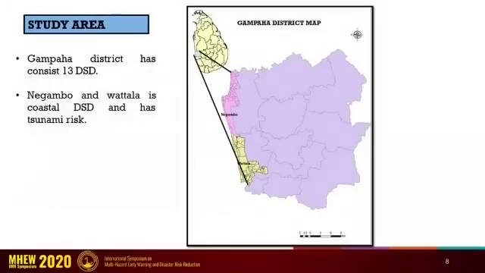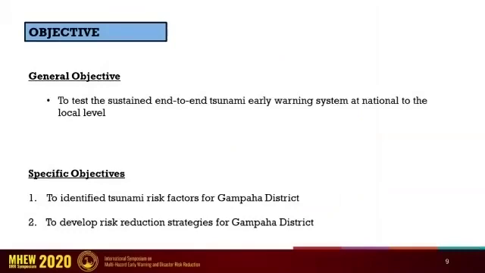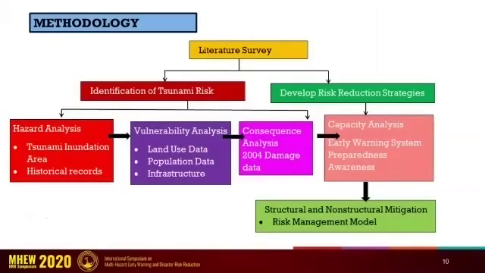The study area is the Gampaha district, which consists of 13 DS divisions and 2 DS divisions. Negombo and Wattala are located on the coastal side, and the study area is the Negombo and Wattala DS divisions. The major objective of this study is to test the sustained end-to-end early warning system for tsunami, from national to the local level. The specific objectives are to identify the tsunami risk factors for the Gampaha district and to develop risk reduction strategies for the Gampaha district.